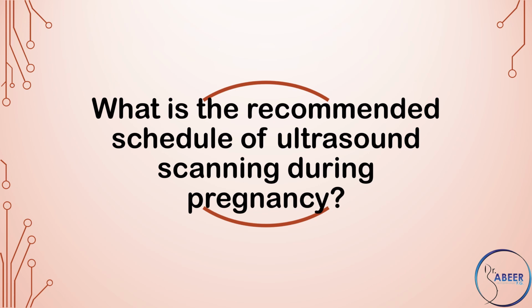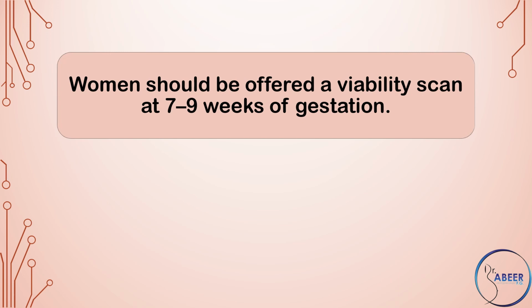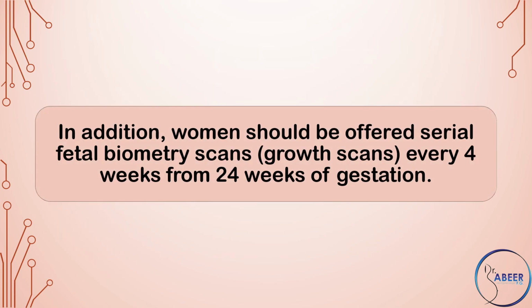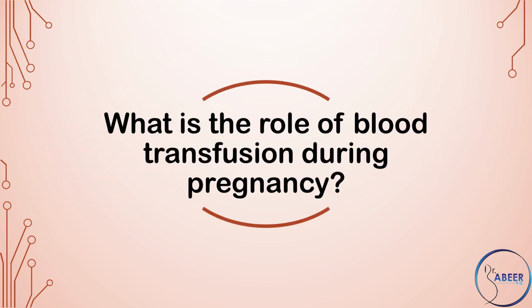What is the recommended schedule of ultrasound scanning during pregnancy? Women should be offered a viability scan at 7 to 9 weeks of gestation. Women should be offered the routine first trimester scan, 11 to 14 weeks of gestation, and a detailed anomaly scan at 20 weeks of gestation. In addition, women should be offered serial fetal biometry scans or growth scans every 4 weeks from 24 weeks of gestation.